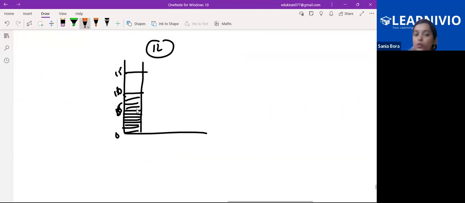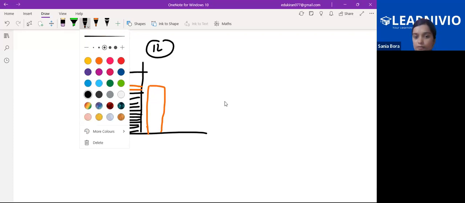Now you have to represent 12. So in this scenario, basically, you will start at 10, and then here you will count 11, and here it will be 12. So this will be the 12 in this scenario. Now I am drawing the other bar graph.